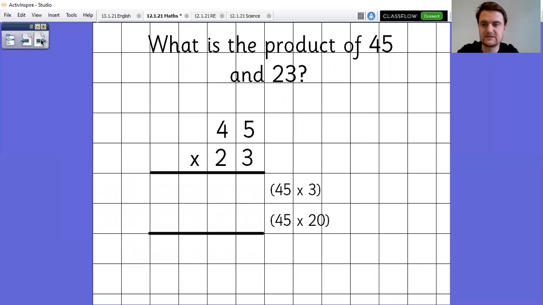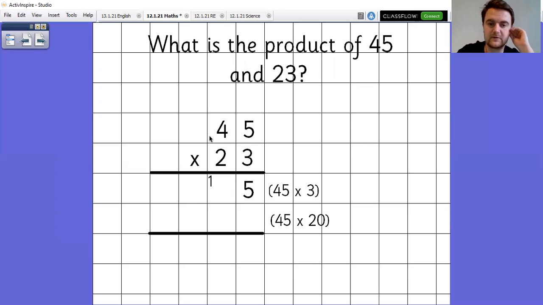So I can partition the numbers, but really it's only the bottom number I need to partition here. So I've partitioned 23 into 2 10s and 3 1s, or 20 and 3. Now I'm going to do the top row first. The top row is always multiplying by the ones. So 5 lots of 3 gives me 15. You'll notice that I've put my carries at the top. If I put them underneath, then I might end up being confused when I do the second row. So I've put them nice and small up above it.